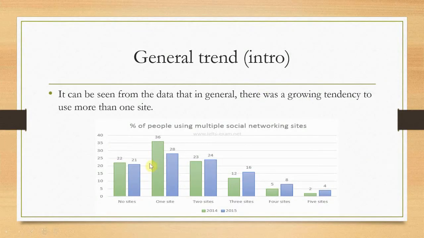As you can see in the bar chart, there's a growing tendency from 2 sites until 5 sites. So you can say the general trend here: it can be seen from the data that in general, there was a growing tendency to use more than one site.